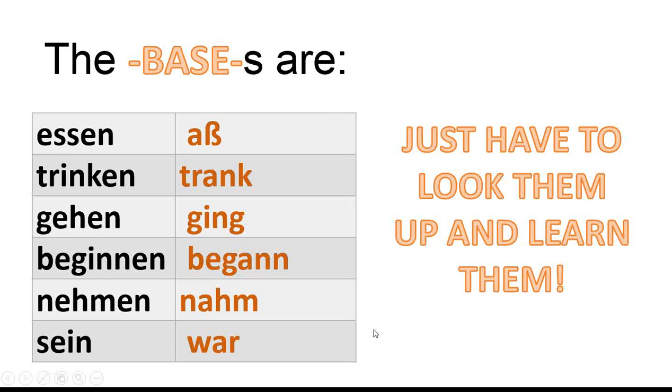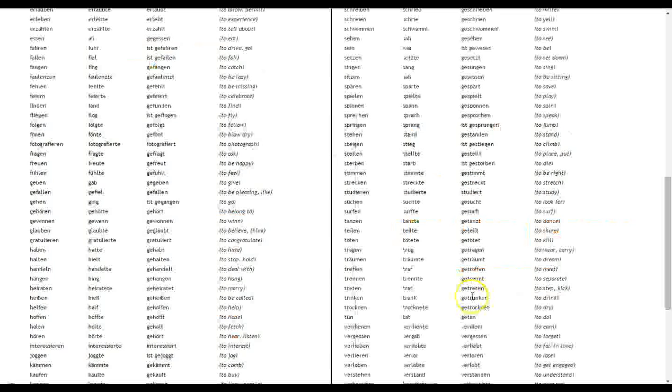So I'm just going to give you a few examples. I'll show you how to look them up in other locations. So we have essen, the base is aß; trinken, trank; gehen, ging; beginnen, begann; nehmen, nahm; and sein is war. So what do we do when we're just trying to look them up? Let's take a look at that.